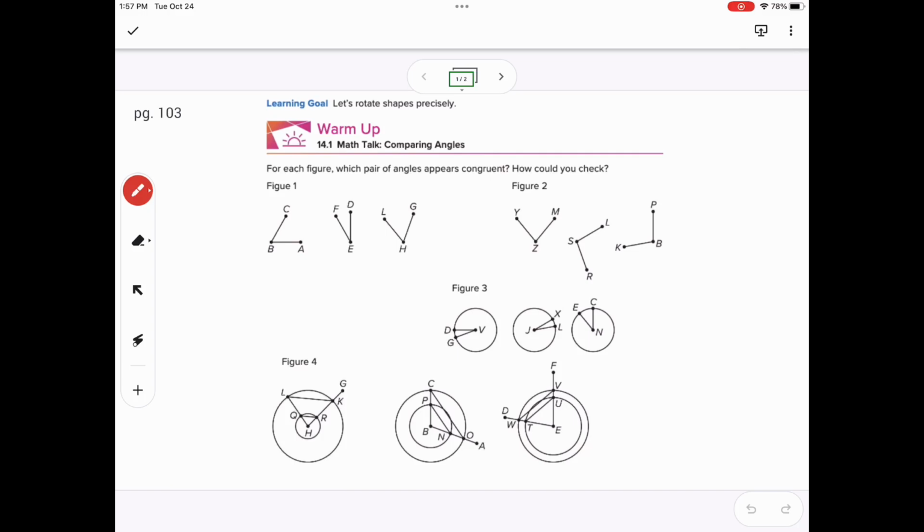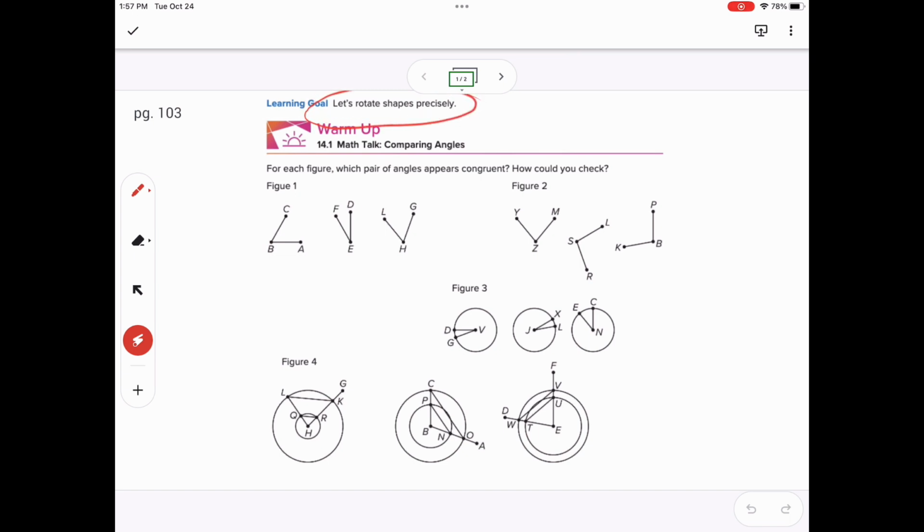Today's lesson, we're talking about rotating shapes precisely. We're going to talk about rotation and how things compare to each other when they're rotated, so that we can get that transformation down. So the learning goal is to work on rotating shapes precisely.